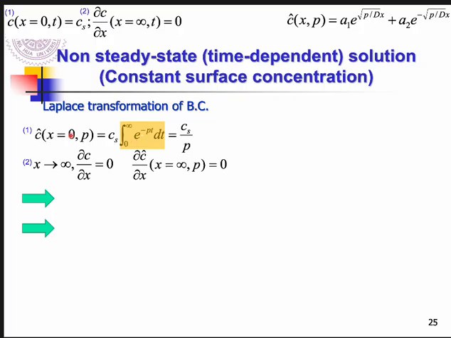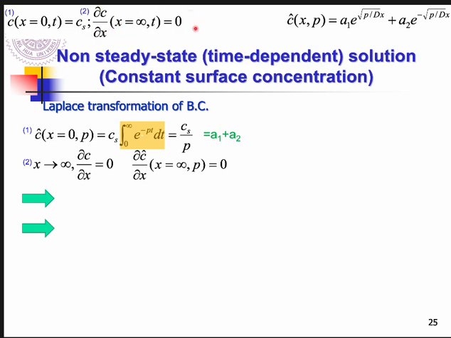At x equals 0, this is the solution in P domain, right? So when x equals 0, the exponential terms become 1. So A1 plus A2 equals this. So I got A1 plus A2.